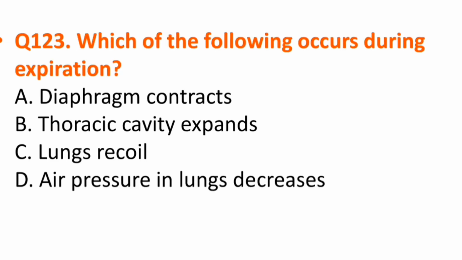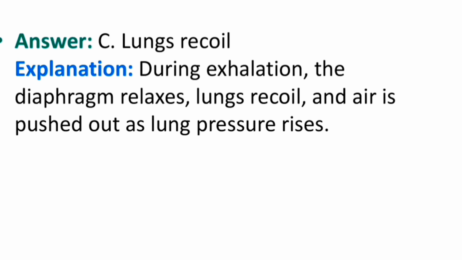Which of the following occurs during expiration? Option A, diaphragm contracts, option B, thoracic cavity expands, option C, lung recoil, option D, air pressure in lungs decreases. The correct answer is option C, lung recoil. During exhalation, the diaphragm relaxes, lungs recoil, and air is pushed out as lung pressure rises.